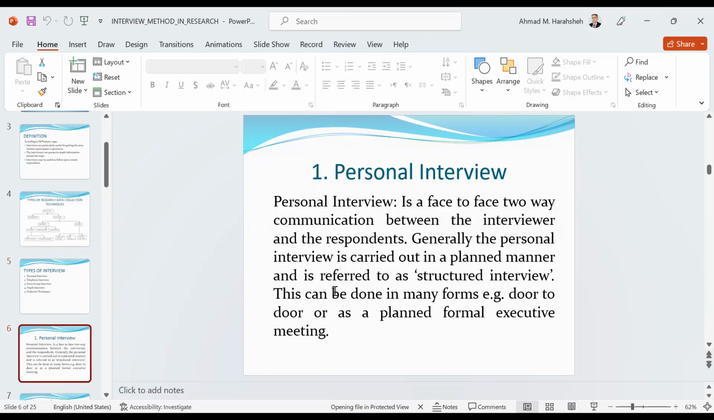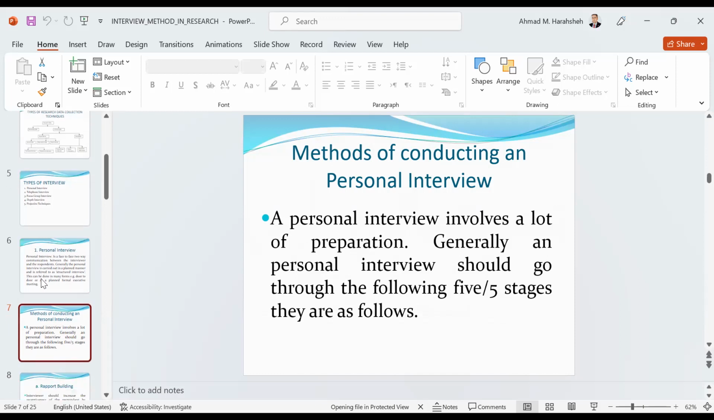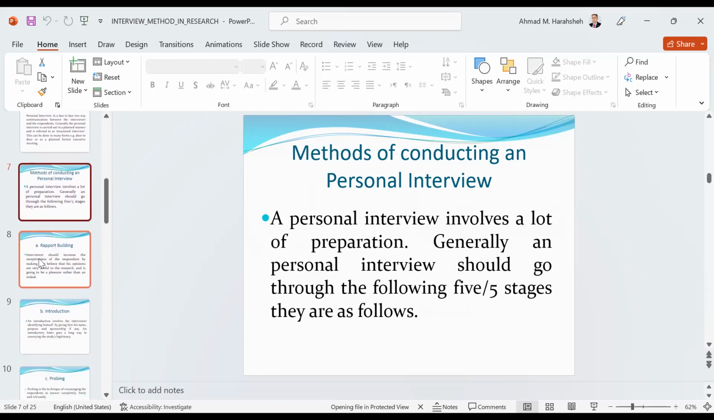techniques. البيرسونال معروفة, face-to-face interview, right? For methods of conducting a personal interview, there is a lot of preparation. You should select the most appropriate or most suitable time for the interviewees. يعني you should ask them what is the most appropriate time for you to conduct this interview. You should conduct an interview at their convenient time rather than at your convenient time.